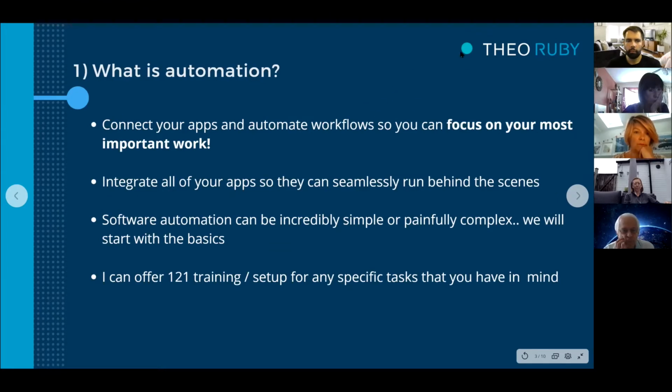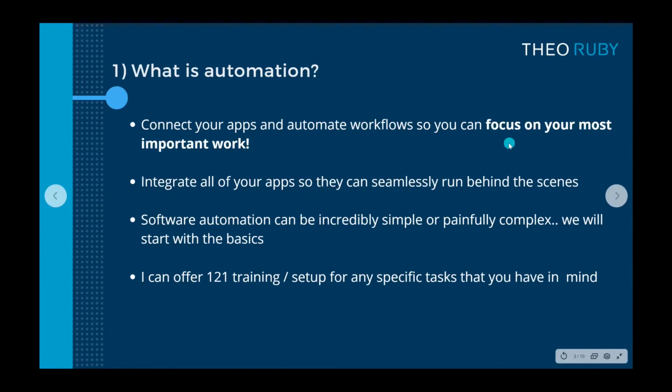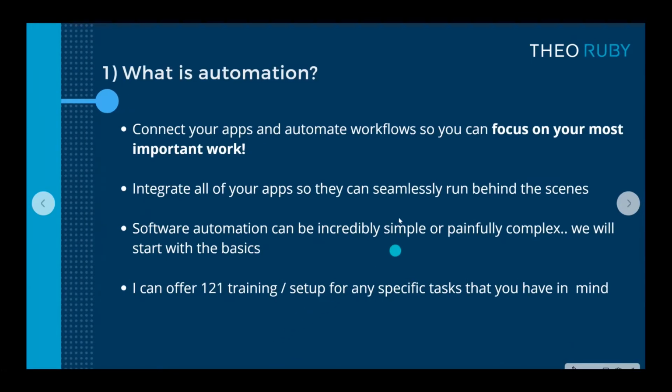So really, automation is about connecting your apps and automating workflows so you can focus on your most important work. For me, rather than doing Excel sheets and updating columns and admin, I can go and focus on the training and the development that I enjoy doing. You can integrate all of your apps so they run behind the scenes. I think there's about 2,000 covered by Zapier. But you can also create your own custom workflows. So if there's a piece of software that's not covered, it's quite easy to just go in and add it to the system.